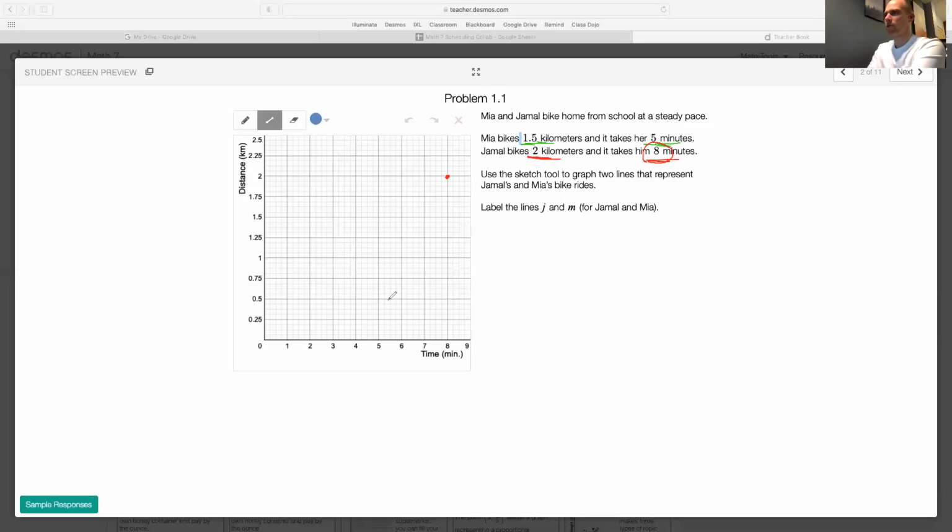And then for Mia, I can do the same thing, but it's going to be 5 minutes on the x-axis here. So I go to 5, and then 1.5 kilometers. So that's right here.